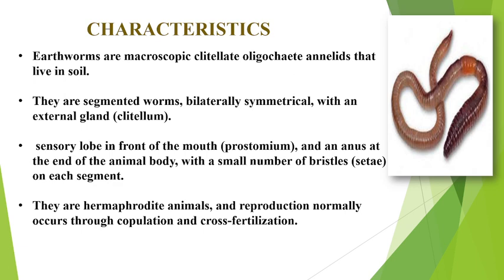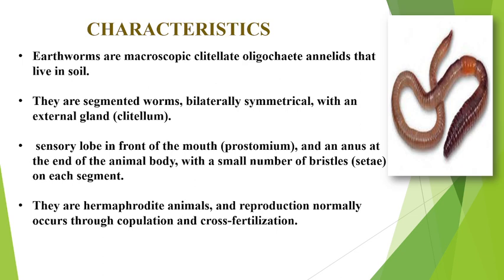If I am talking about characteristics, then earthworms are macroscopic. We can see earthworms with naked eyes. It is mainly found in soil. Then clitellate, having clitellum on their body segment. Look at here, this is clitellum. It is mainly found in body segments 13, 14, 16 and 17, which is mainly responsible for producing egg case. And it is only seen in earthworms which are ready to reproduce.